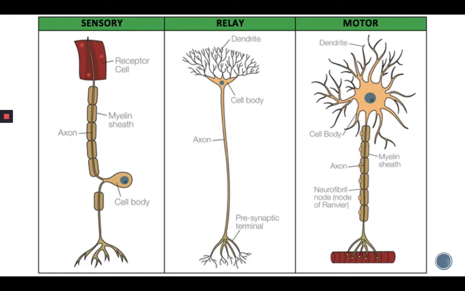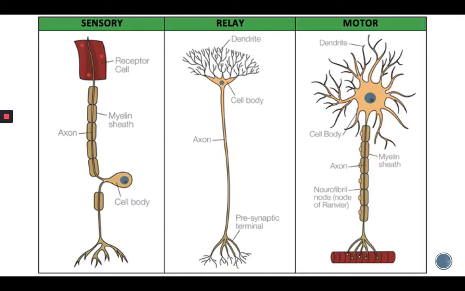What are their functions? The sensory neuron's function is to accept the stimuli and send it to the relay neuron. The relay neuron plays a role of transition because it is in the spinal cord, and we also call it the intermediate neuron or interneuron, because it connects the sensory and motor neurons.